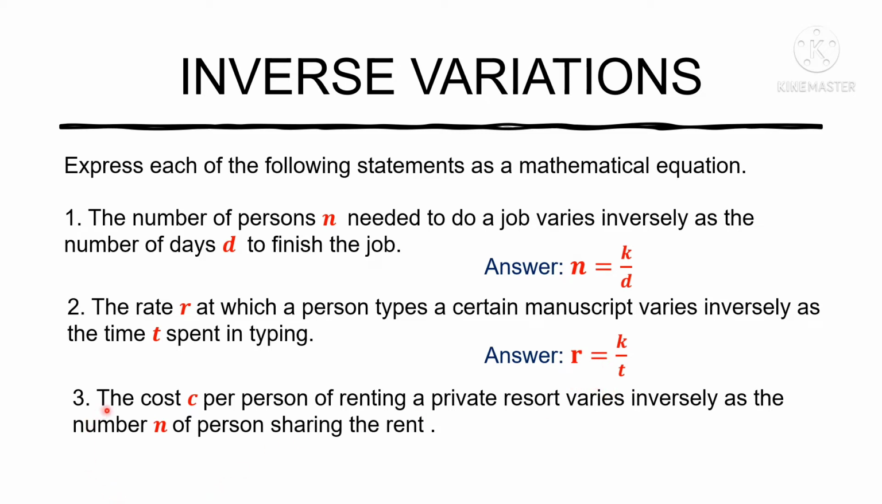Okay, next is the cost C per person of renting a private resort varies inversely as the number n of persons sharing the rent. Okay, so you translate that into a mathematical equation. You have C equals k over n.